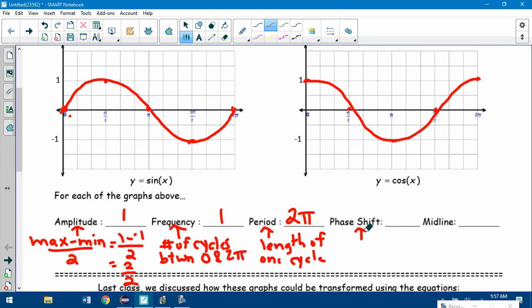Phase shift is just a fancy word for the horizontal translation, if it goes left or right at all. These don't go left and right at all. They both start their phases at x equals 0. So the phase shift is 0. And then the midline is the vertical translation.